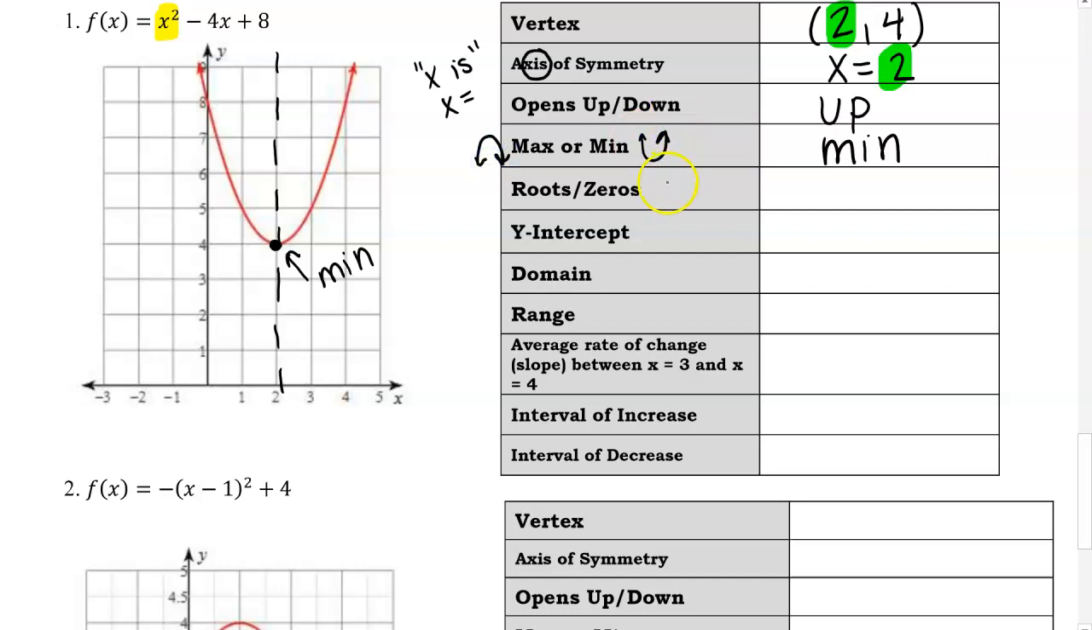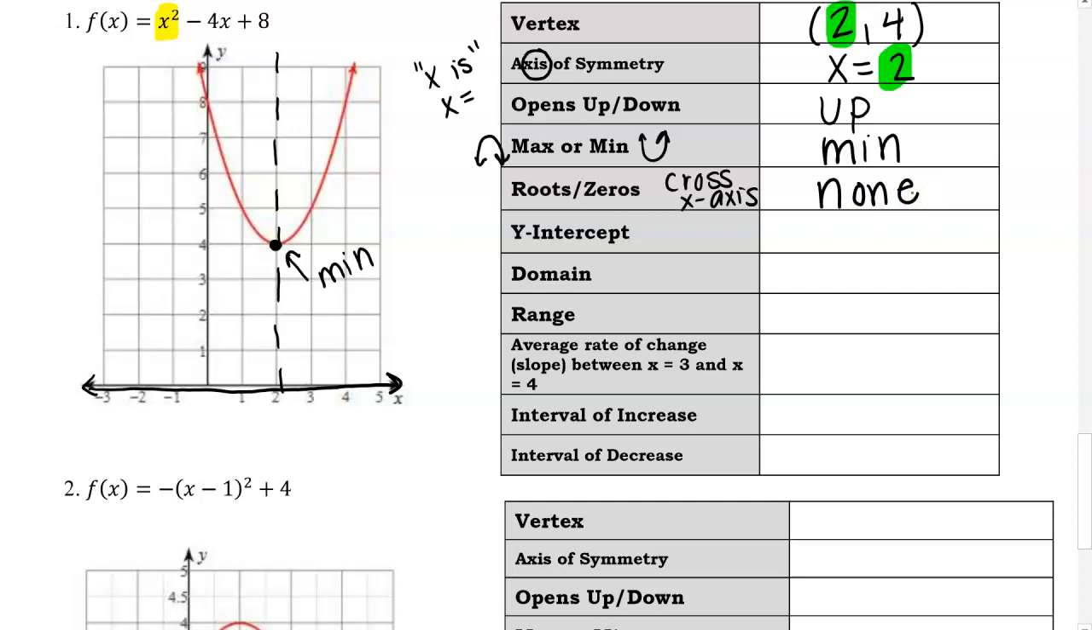Roots are zeros. This is where we want the graph to cross the x-axis. Another word for a root or a zero would be an x-intercept. You can see that this parabola does not touch the x-axis at all. Here's my x-axis down at the bottom. Therefore, we would say there are none or no roots.